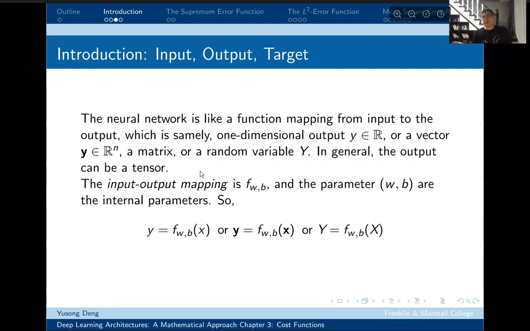And the mapping from input to output, we call that input-output mapping f_{W,B}, and the parameters W and B are the internal parameters. Basically, we just want to adjust W and B to achieve some goal. So you know y equals f(x), or the vector y equals f of the vector x, or the capital Y equals f of capital X. That is how a neural network works, right? So this is the input-output mapping. This is what happens through the neural network.